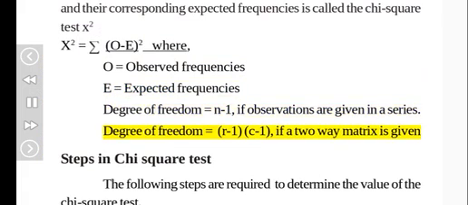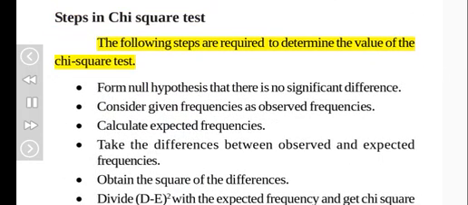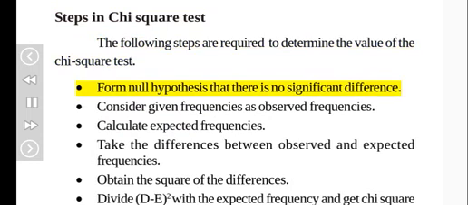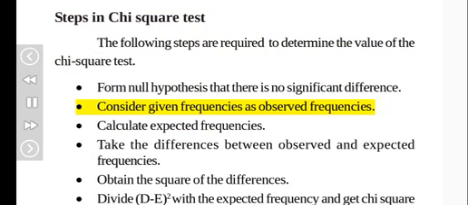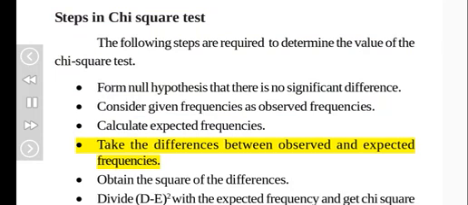Degree of freedom equals (R-1)(C-1) if a two-way matrix is given. Steps in chi-square test. The following steps are required to determine the value of the chi-square test. Form a null hypothesis that there is no significant difference. Consider the given frequencies as observed frequencies. Calculate expected frequencies. Take the differences between observed and expected frequencies.